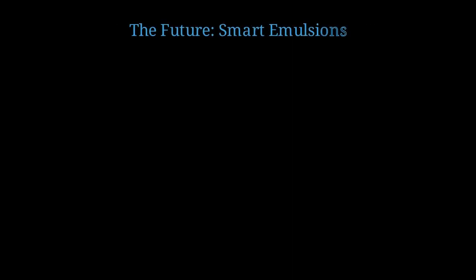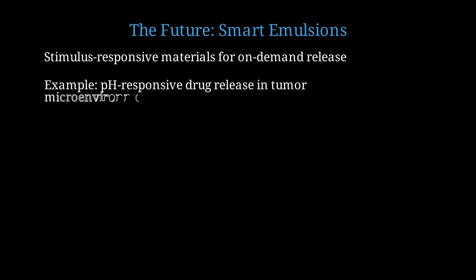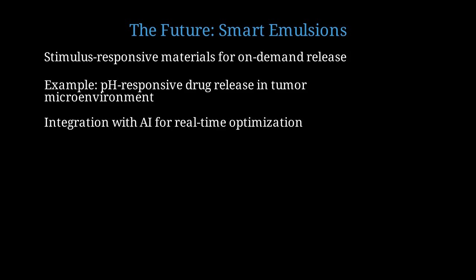What does the future hold? The cutting edge is moving towards smart, responsive emulsions. Researchers are developing stimulus-responsive materials where droplets release their contents in response to specific triggers like pH, temperature, or light. For example, pH-responsive drug carriers that release their payload only in the acidic tumor microenvironment. The monodispersity ensures all droplets respond at the same pH threshold. Another exciting direction is integrating microfluidics with artificial intelligence for real-time optimization of droplet generation parameters.